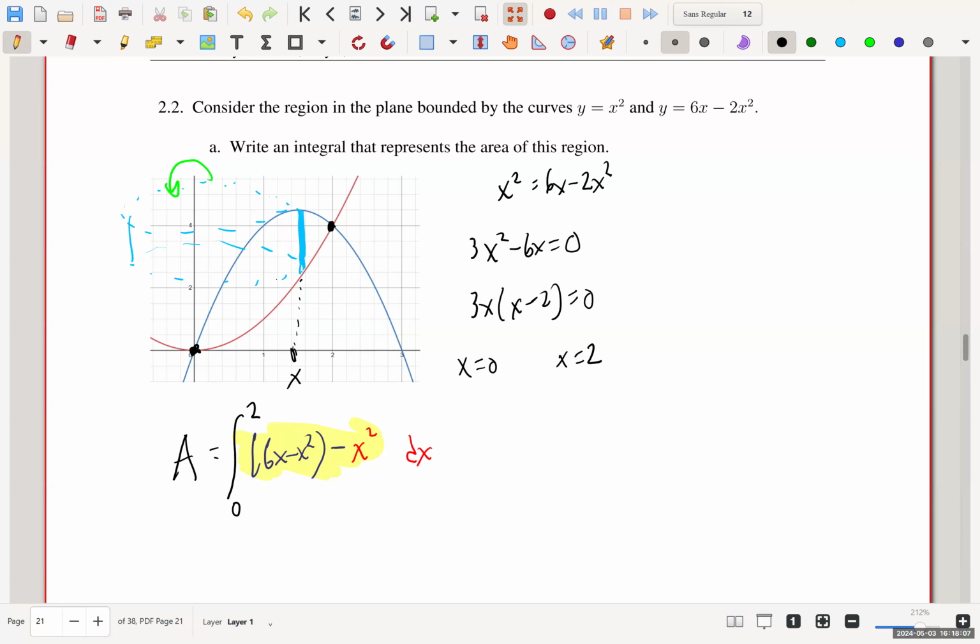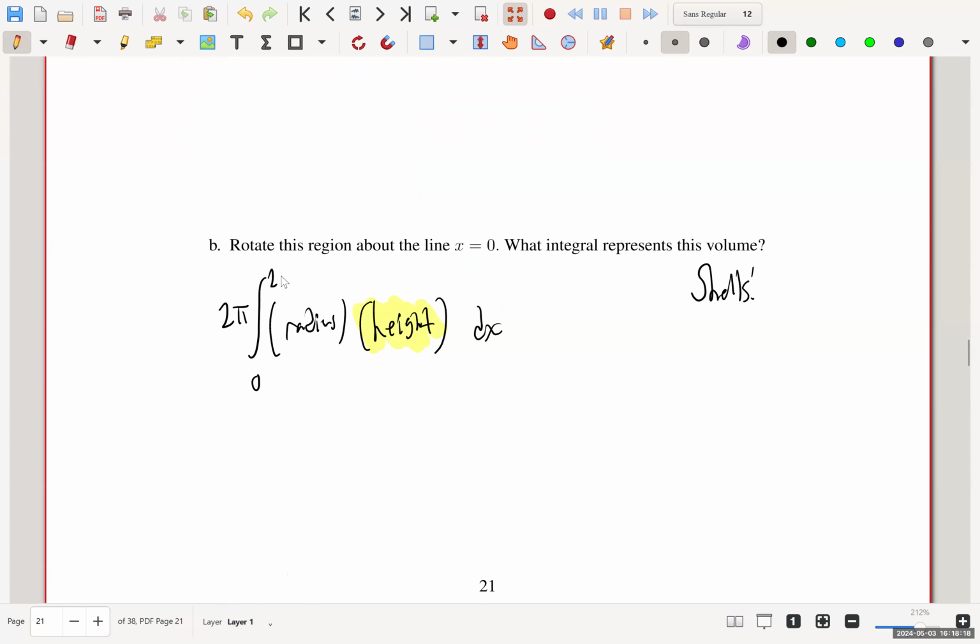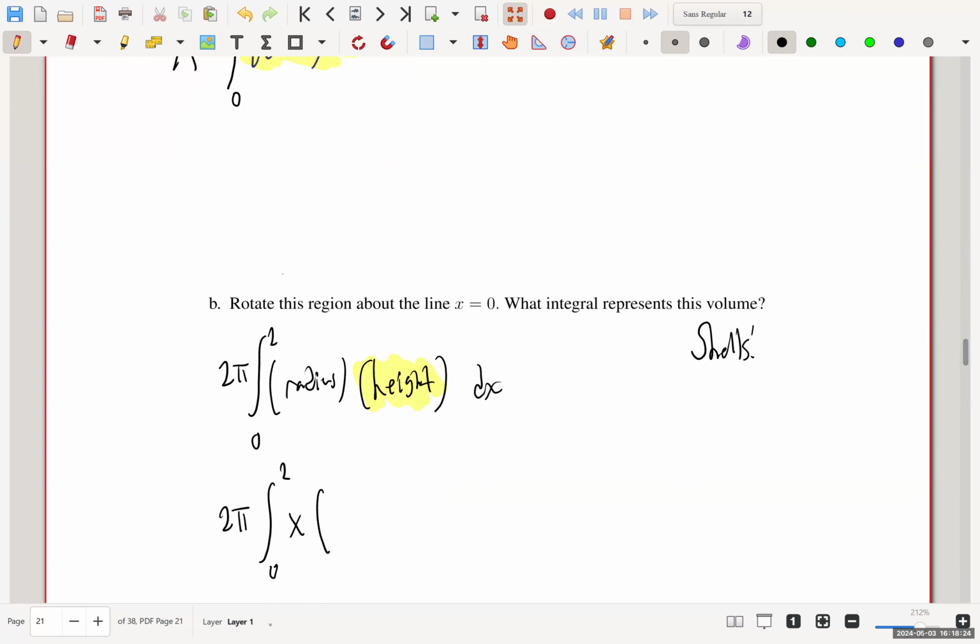Right minus left. Shells uses both the top minus bottom and right minus left principles, everyone. So the radius here is just X. So the integral that represents this is X times the thing above: 6x minus x squared minus x squared. That's the idea.